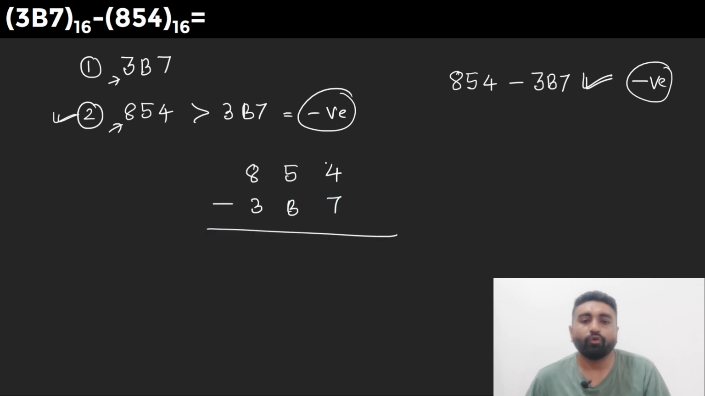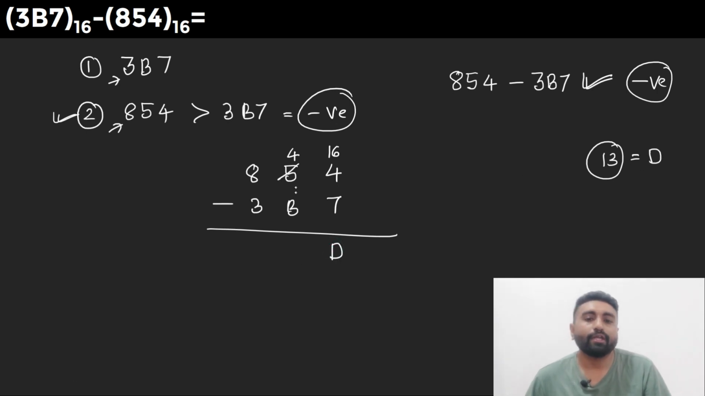Okay, now 4 cannot be subtracted from 7, so we will take a borrow. So here will be 4, and here it will be 16. 16 plus 4 will be 20, and from 20 if you subtract 7, the answer will be 13. The answer will be 13, which means D. So here the answer will be D.